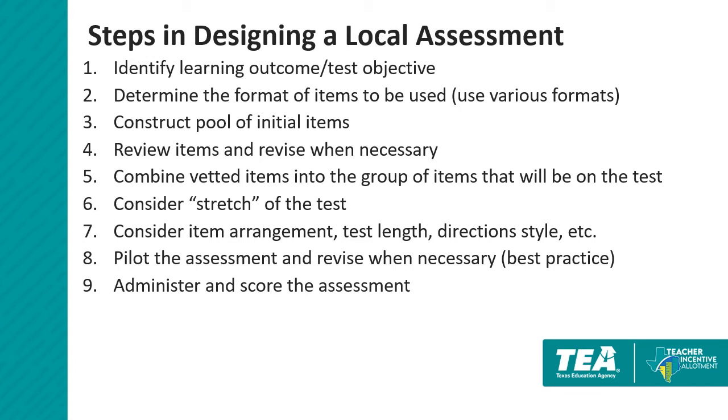Step 1. Identify the learning outcome or objective of the test and how it is aligned to core standards. Step 2. Determine the formats of items to be used. Best practice is to use various item types and align the new item types for STAAR redesign when possible. Step 3. Construct an initial pool of items. Step 4. Review items and revise when necessary. Step 5. Combine vetted items into a group of items that will be on the test itself.